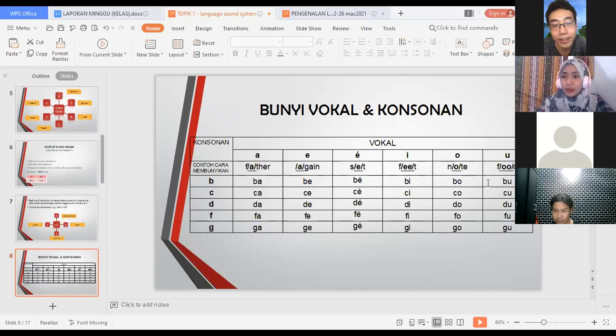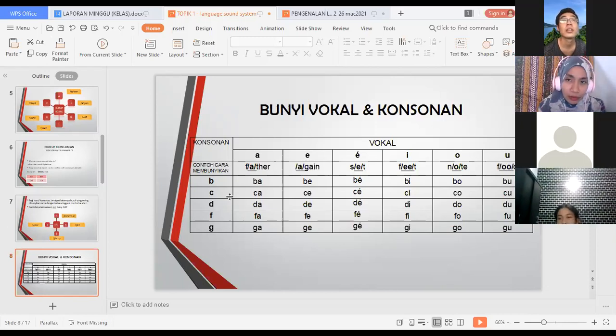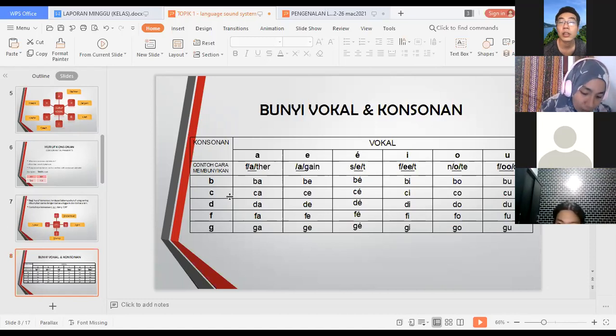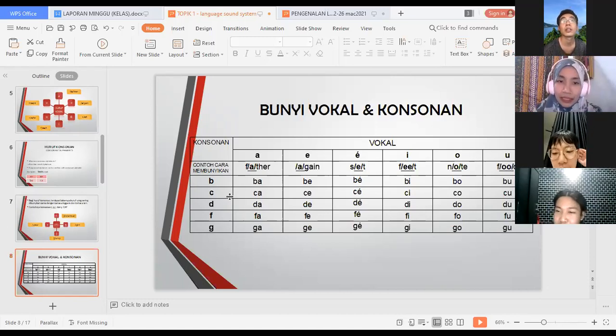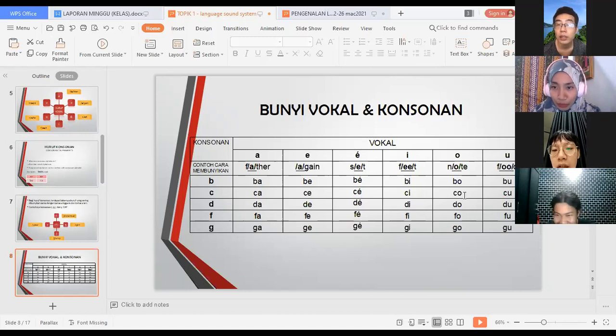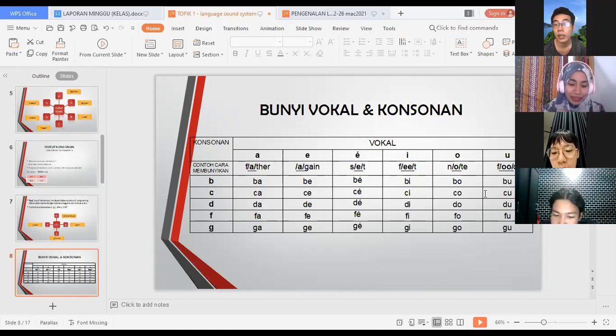Zhu Ziyu. Not here? Okay, I call another one. Wei Mingqing. Hello. The second line. The first one is cha. Chi. Cho. And the last one is chu. Yes, very good. Perfect. Thank you, Mingqing. Terima kasih. Sama-sama. Tao Jia, are you here?